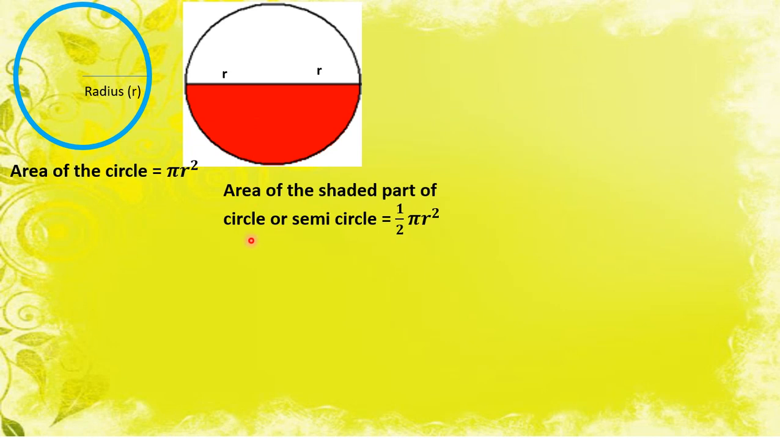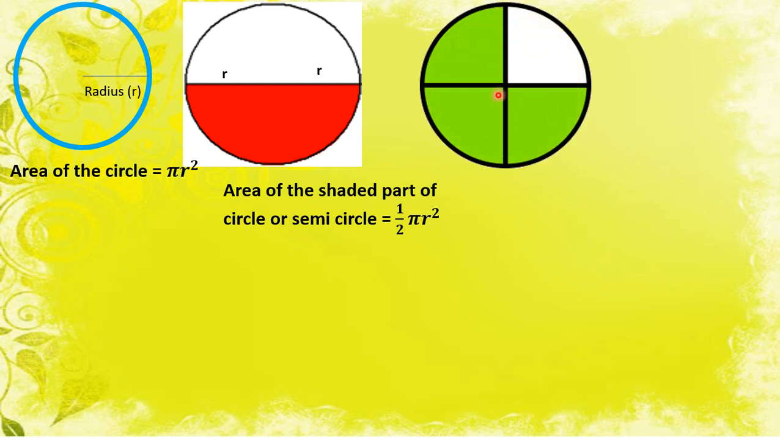Now consider one more circle where we have to find the area of the shaded part. As shown in this figure, this is the diameter of the circle, and we know that the diameter divides the circle into two equal halves. That means the area of this shaded part is nothing but half of the area of the circle. So we can write the area of the shaded part, or the area of the semicircle, as 1 by 2 into pi r square.